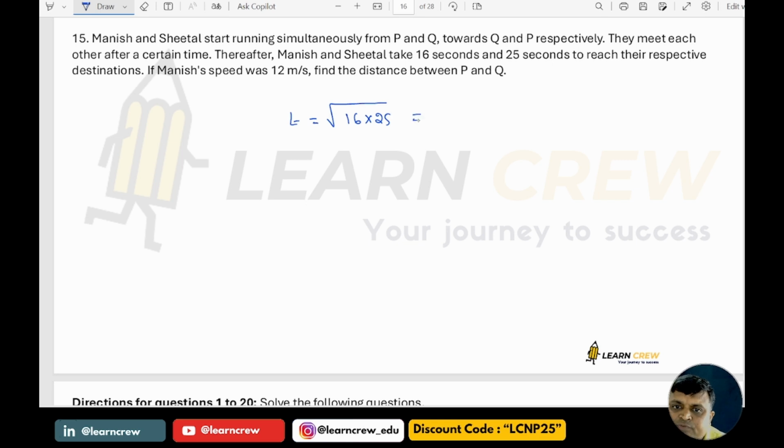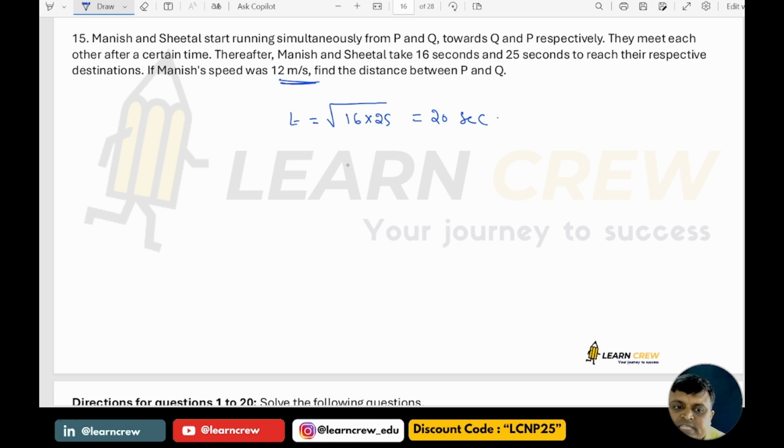That is nothing but 4 into 5, 20. So after 20 seconds they are going to meet. So it is given that Manish's speed was 12 meter per second.